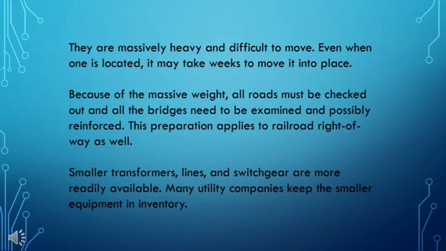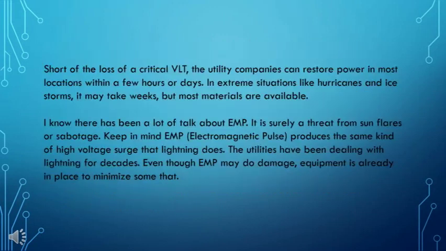Smaller transformers, lines, and switchgear are more readily available. Many utility companies keep the smaller equipment in inventory. Short of the loss of a critical VLT, the utility companies can restore power in most locations within a few hours or days. In extreme situations like hurricanes and ice storms, it may take weeks, but most materials are available.